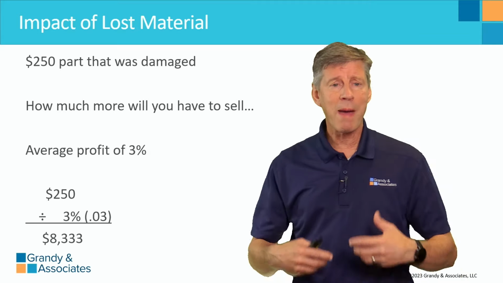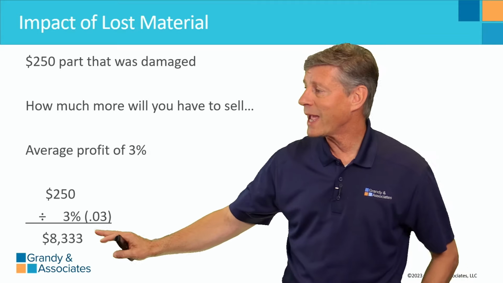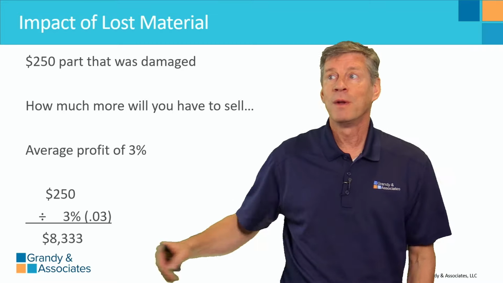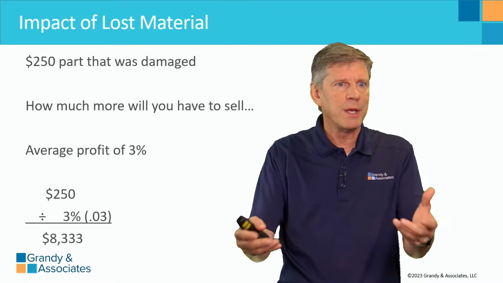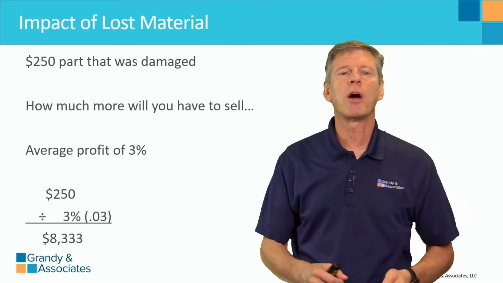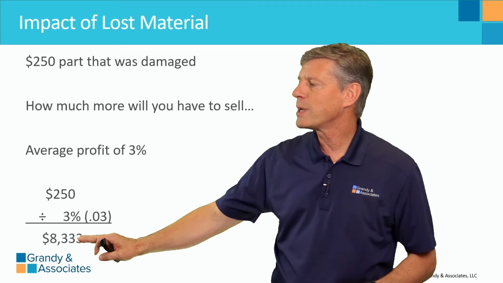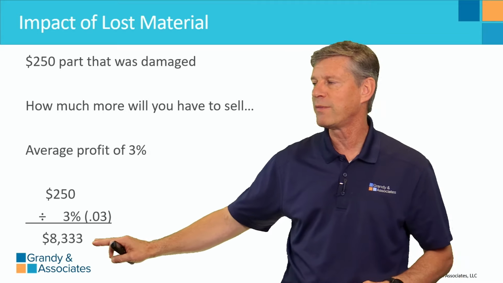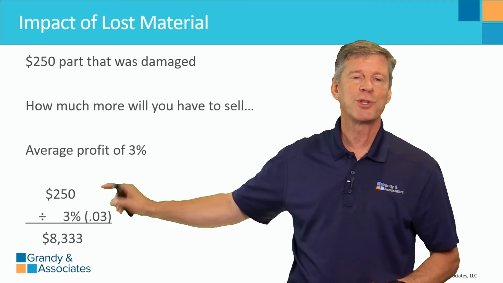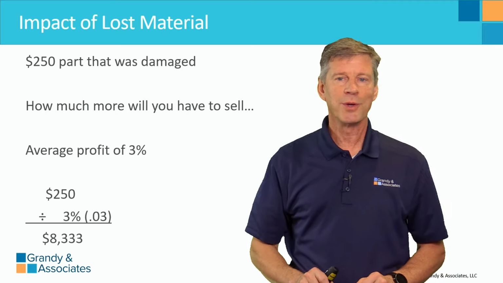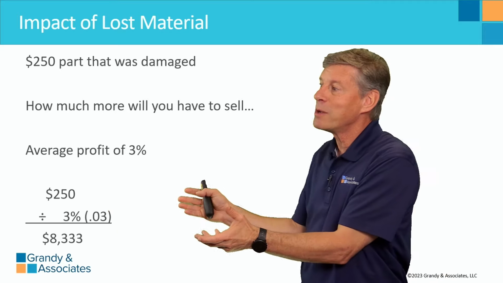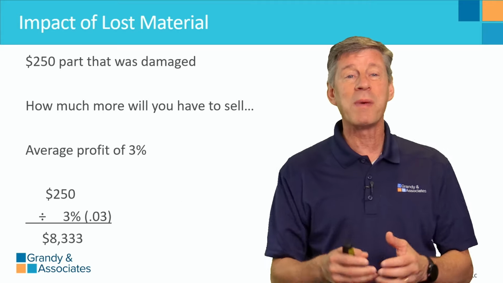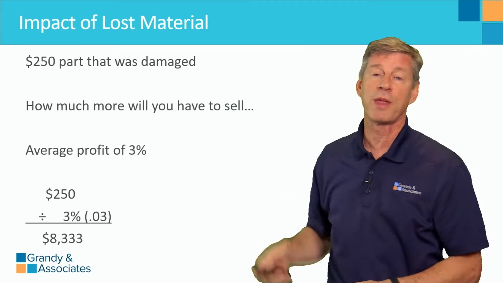You might be going, wait a minute, that doesn't make a lot of sense to me. Well, do the math backwards. If you sold $8,300 worth of parts, pieces, and materials, maybe it was an install or whatever the case was, and you're making a net profit of 3%, what is 3% of $8,300? It's $250. So the net profit on that next job would be zero, because the profit you would have made went to cover the cost of this material that was damaged.